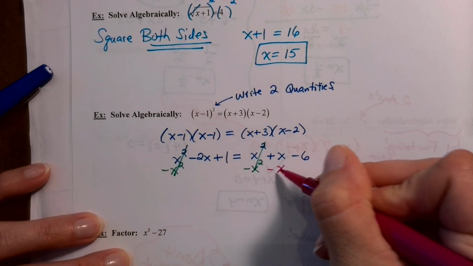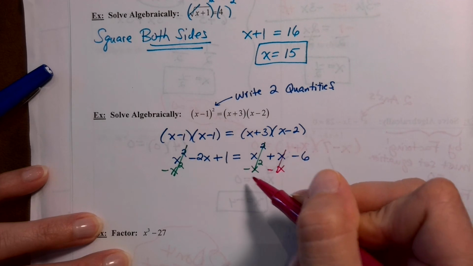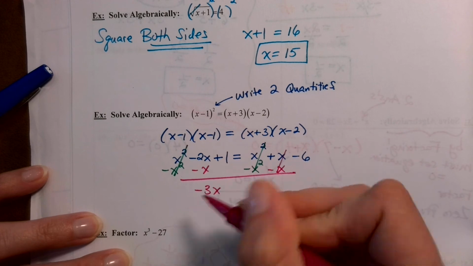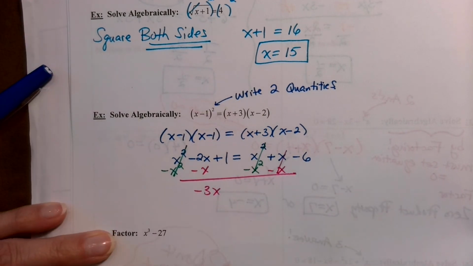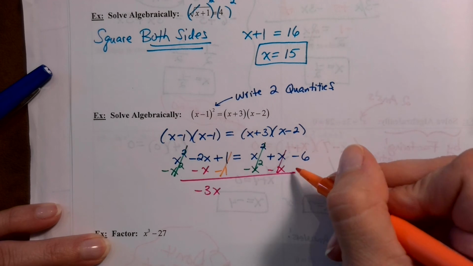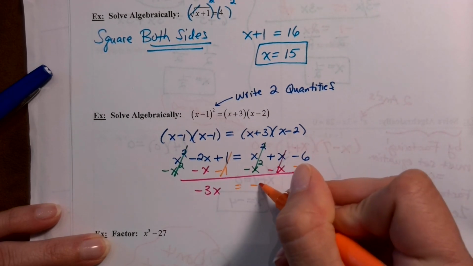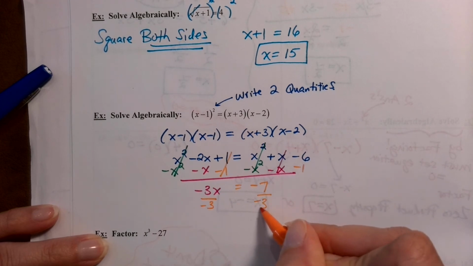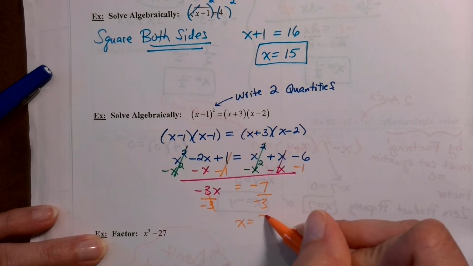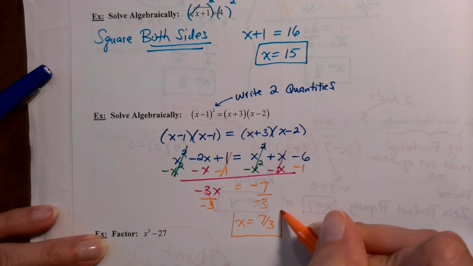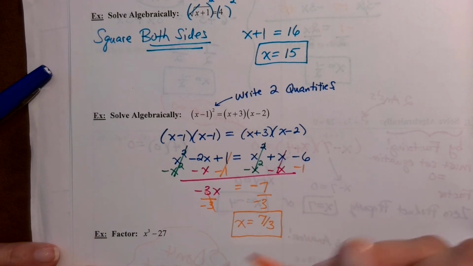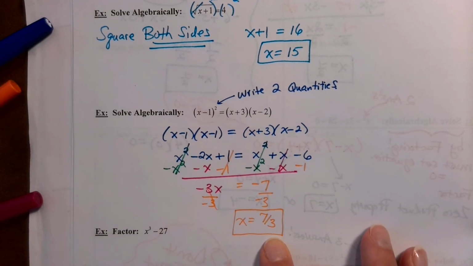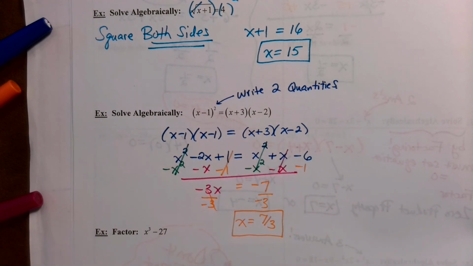Let's subtract x from the right, and I will subtract x from the left. That leaves us with negative 3x. Now let's go ahead and subtract 1 from the left. Put all the constants on the right. That's negative 7. We'll divide both sides by negative 3, and x is 7/3. Please just leave it like a fraction. We're not going to make this a mixed number, and we're not going to make it a decimal that I chop off. 7/3 is perfect. We're just going to leave it like that.